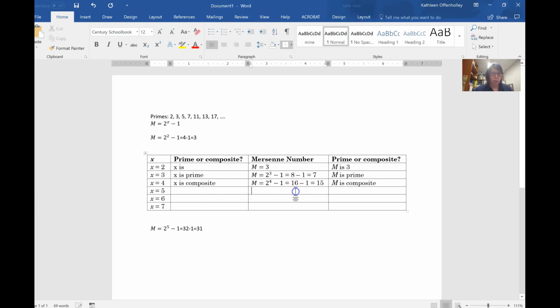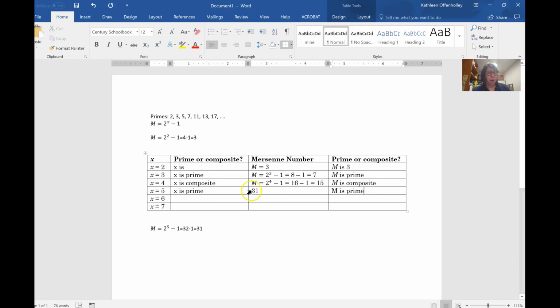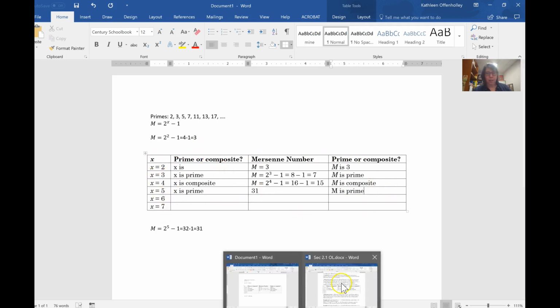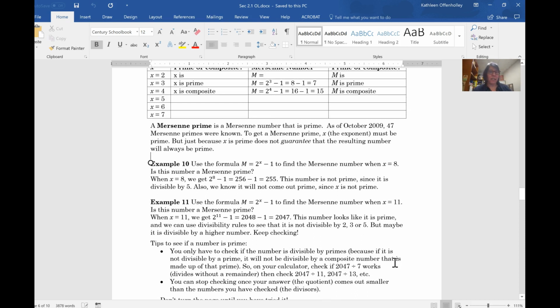And 31, so here x is prime, right? 5 is a prime number. Over here, 31, prime or composite? It's prime. And so we see a pattern emerging here of when it's going to be prime and when it's going to come out composite. It looks like, from our pattern, when we put in a prime number, we get out a prime number. When we put in a composite, we get out a composite number. But it's not a guarantee.